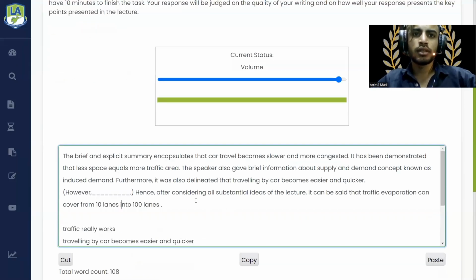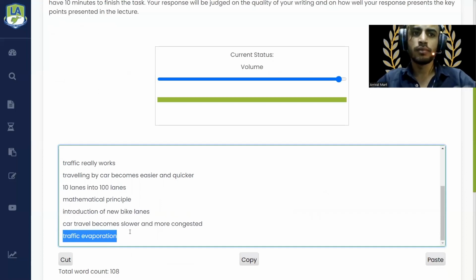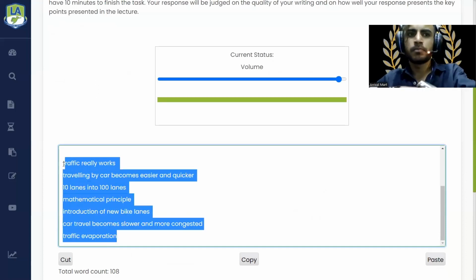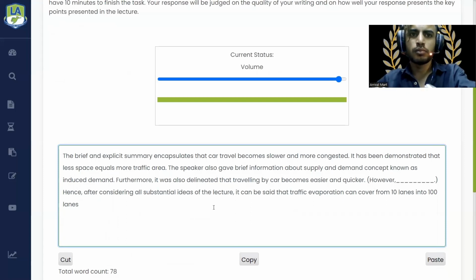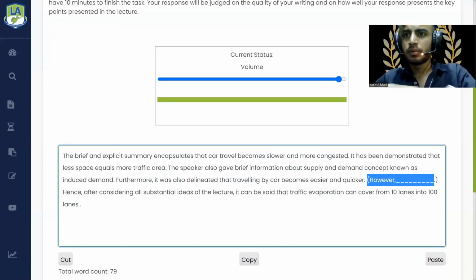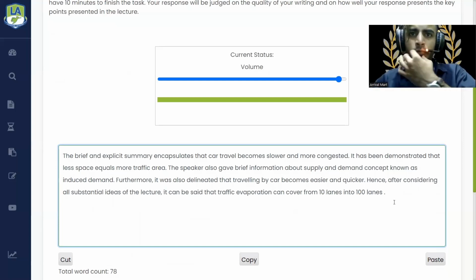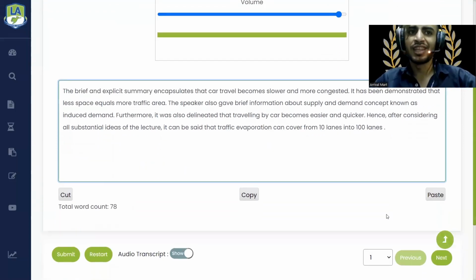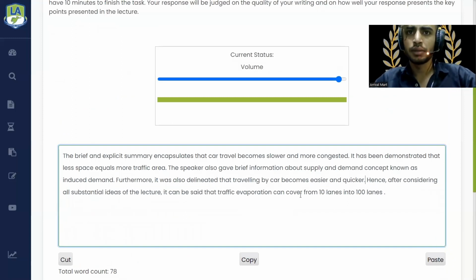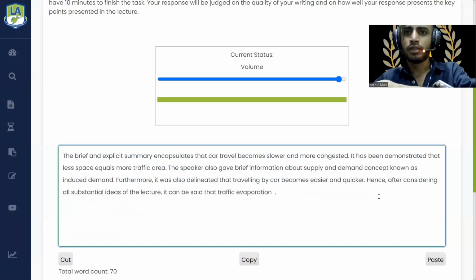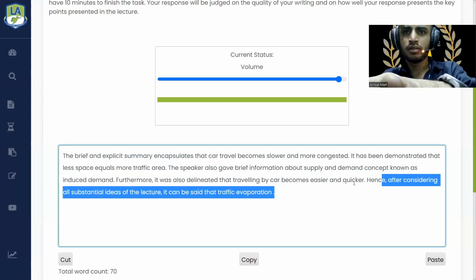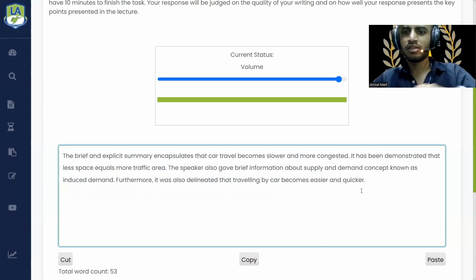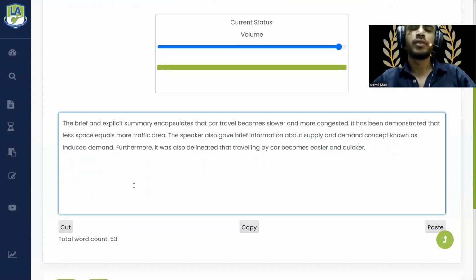I think I'm getting a good word count. So we all know that we need 50 to 70 words, no more than that. We're already at 78. So it can be said that traffic evaporation. It's too much. I think I need to remove this line. 53. Yeah, it's enough.